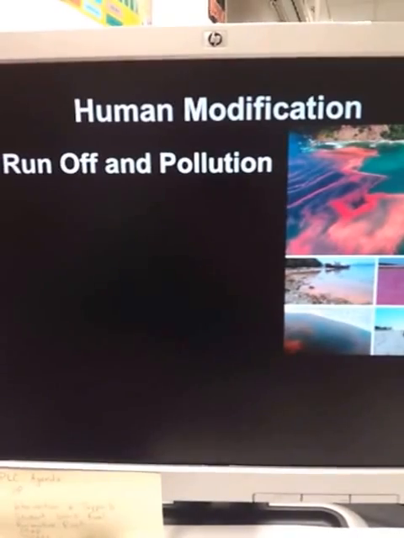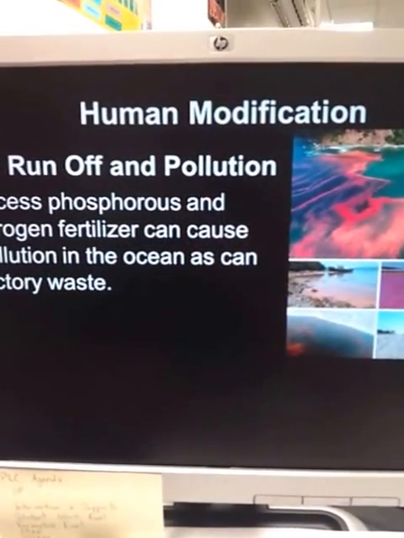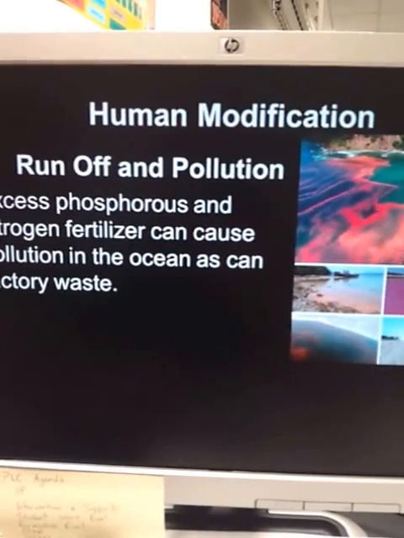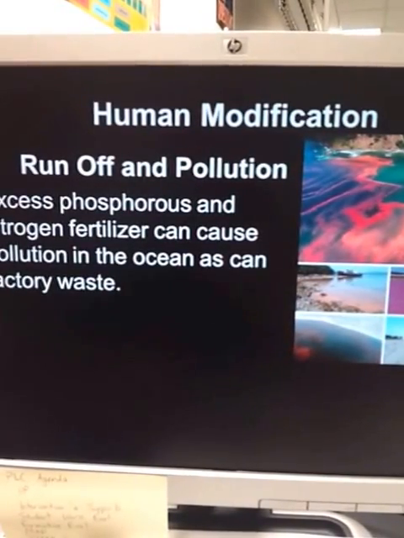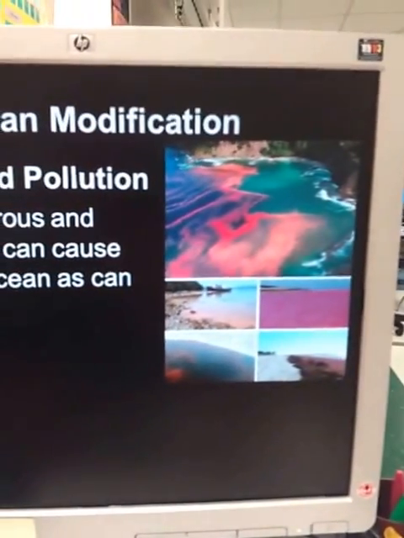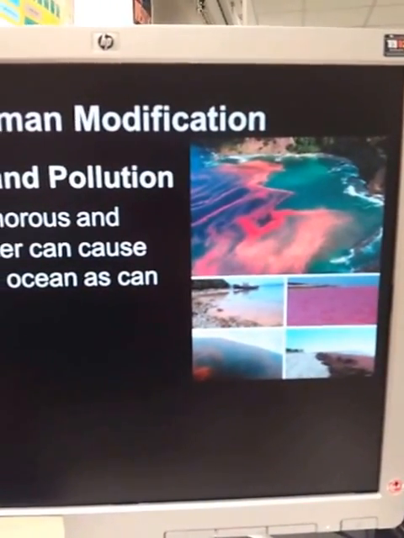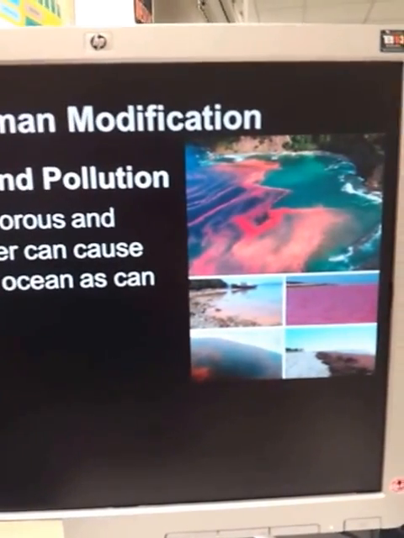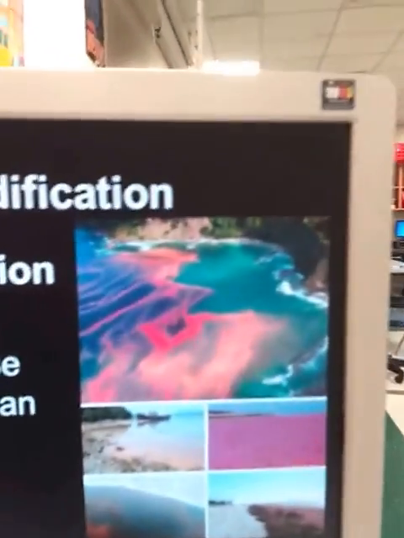Another way that humans modify the environment is through runoff and pollution. So specifically phosphorus and nitrogen in fertilizer can cause pollution in the ocean, as can factory waste. If we put factories near an ocean, we're going to have a large amount of pollution occurring in the oceans, and thereby we are damaging those ecosystems. Easily fish can be killed by that.